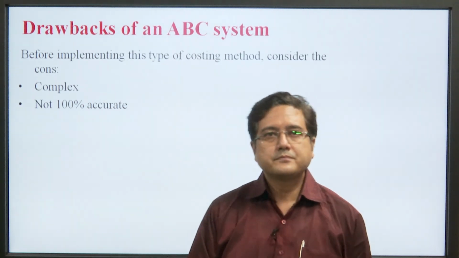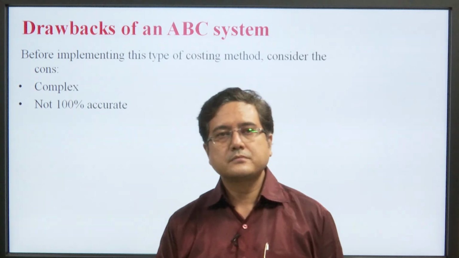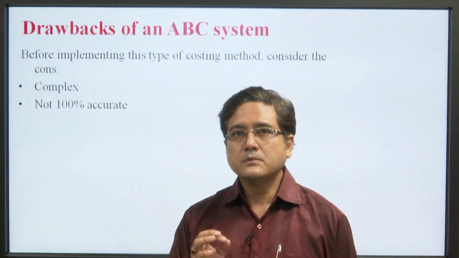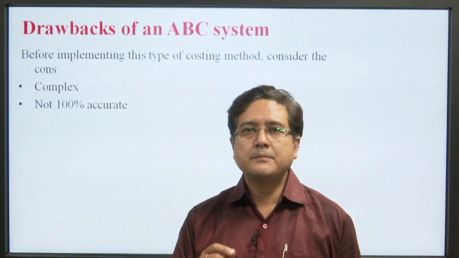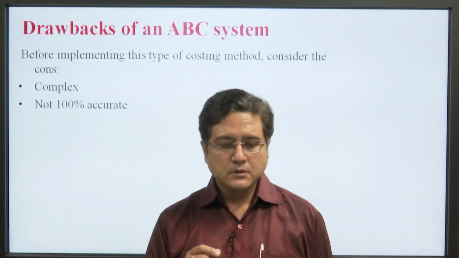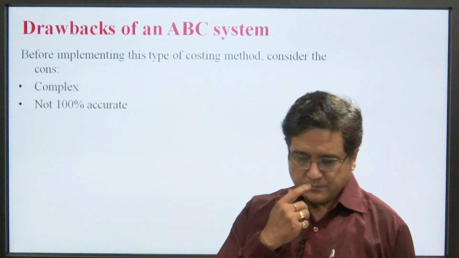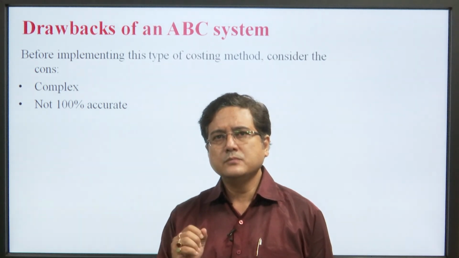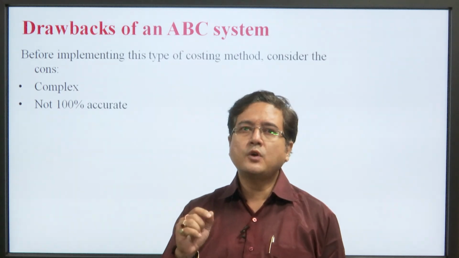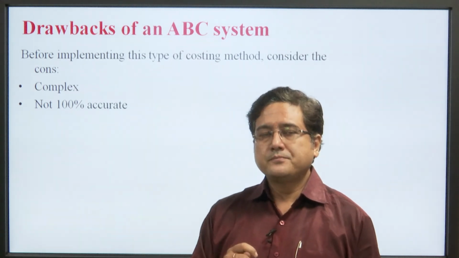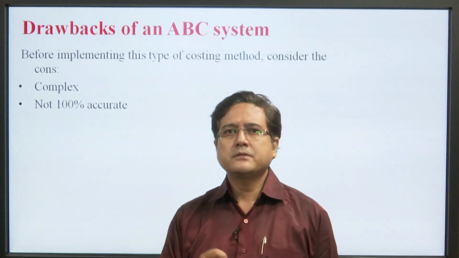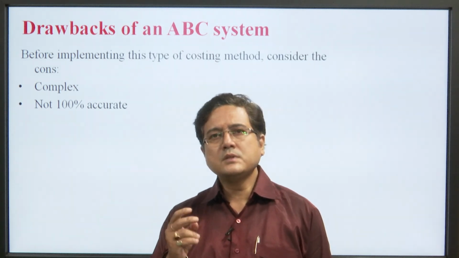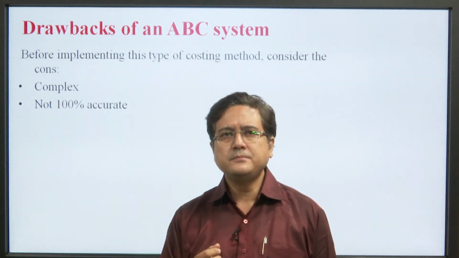Drawbacks: complex and not 100% accurate. ABC costing is a little bit complex, and it is not 100% accurate, because no method is 100% accurate. Therefore, there are two drawbacks of ABC costing.